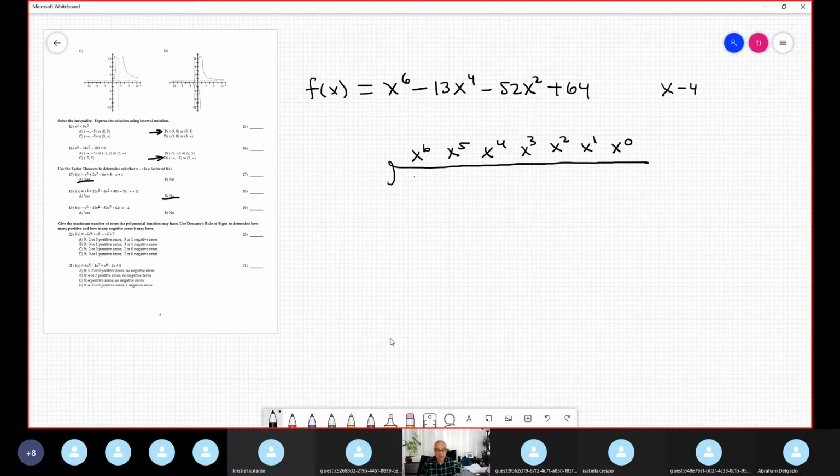And you copy the coefficients. 1, then 0 because the 5th is missing, negative 13. And the cube is missing also. Okay, x squared is negative 52. This is missing, and this is 64. And you divide by 4, remember, no? It's the opposite sign of this. Everyone follow me in the organization of this?